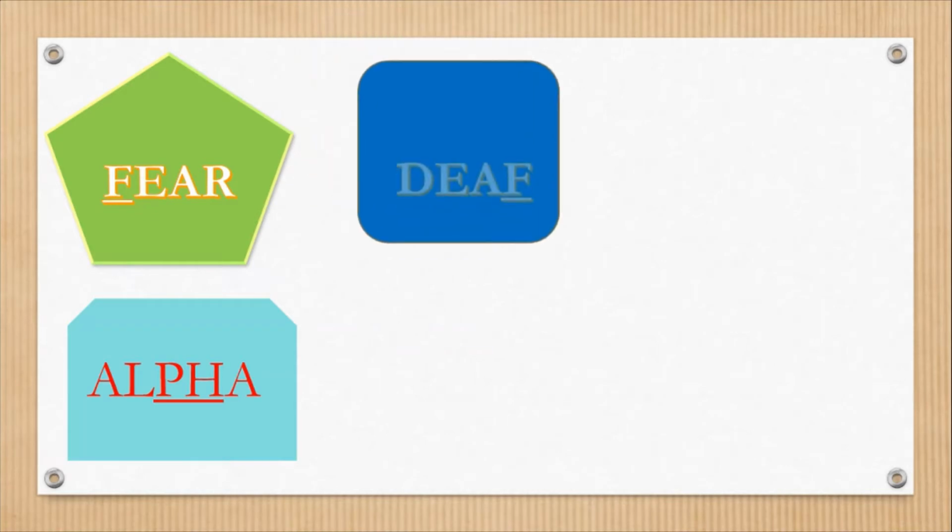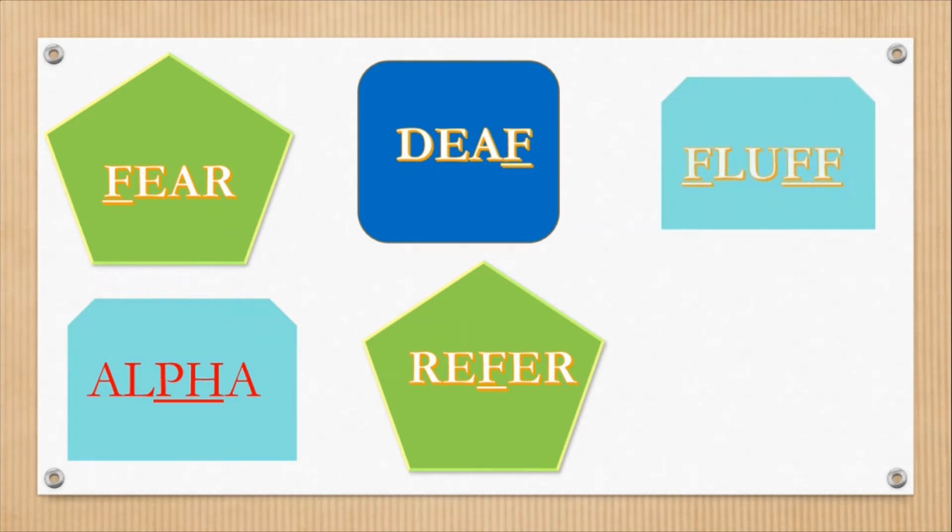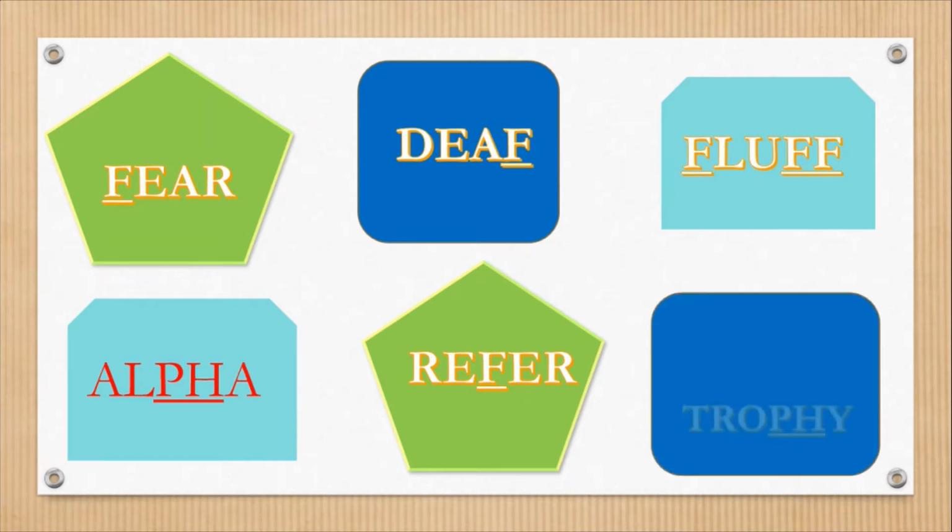More words. Let's go. Fear, alpha, def. I believe you are looking at where they are appearing. Good. Refer, fluff. Look at the letters that are representing the sound in the words, and where they are appearing. Very good. That will be all for the sound.